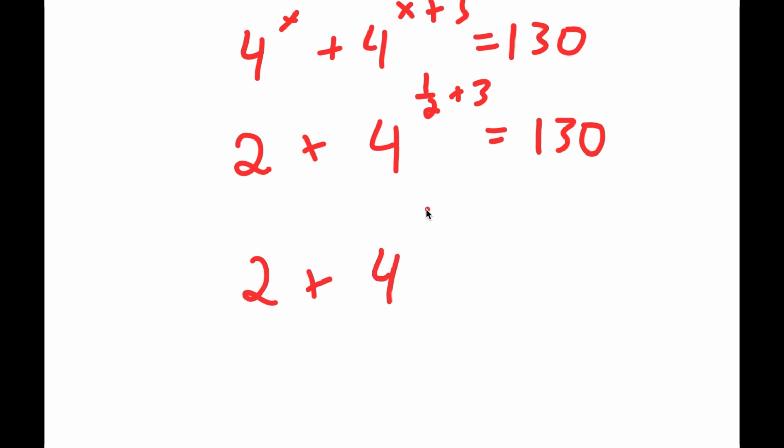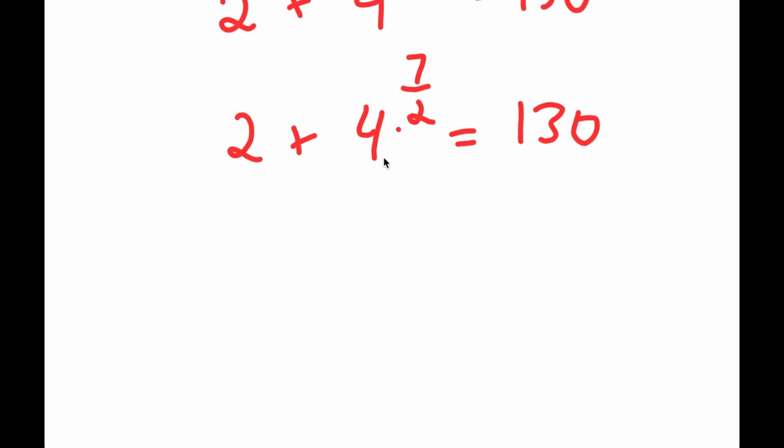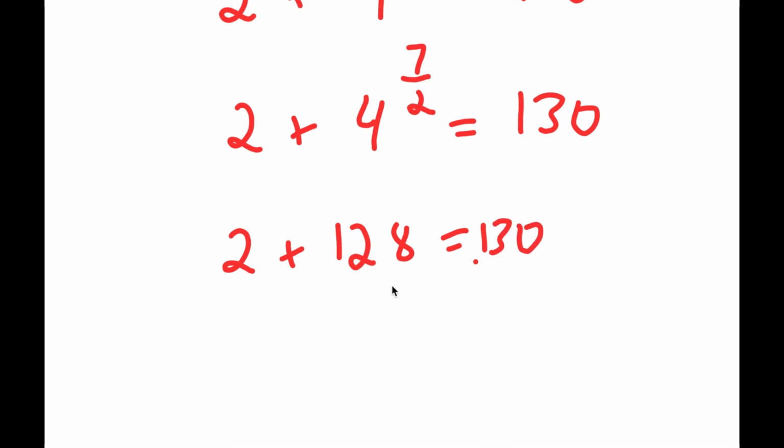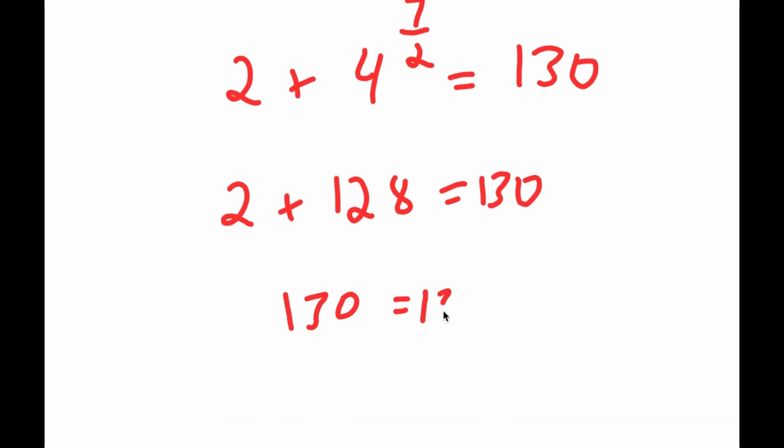4^(1/2 + 3) is the same thing as 4^(5/2). Actually, sorry, this is supposed to be 7 over 2. And 4^(7/2) is 128. So 2 plus 128 is 130, and I get 130 is equal to 130.